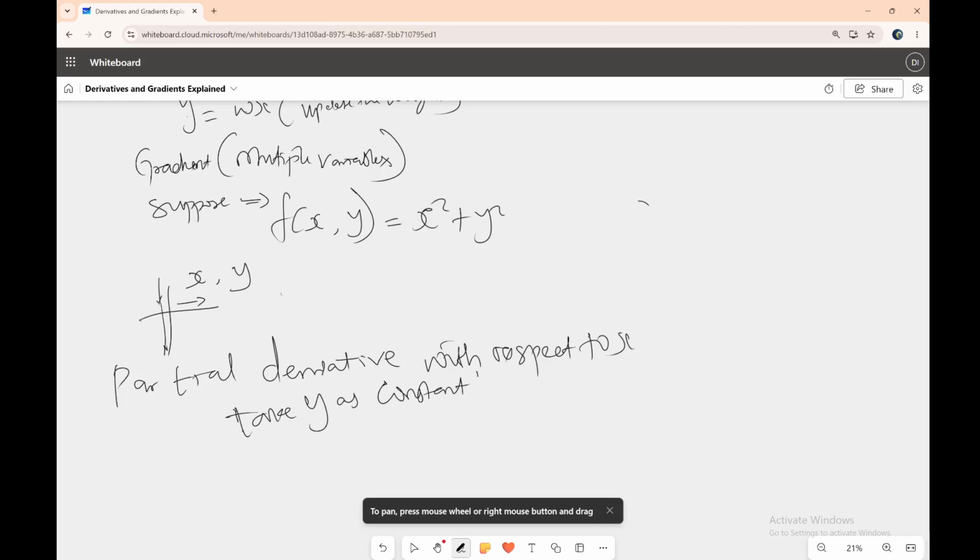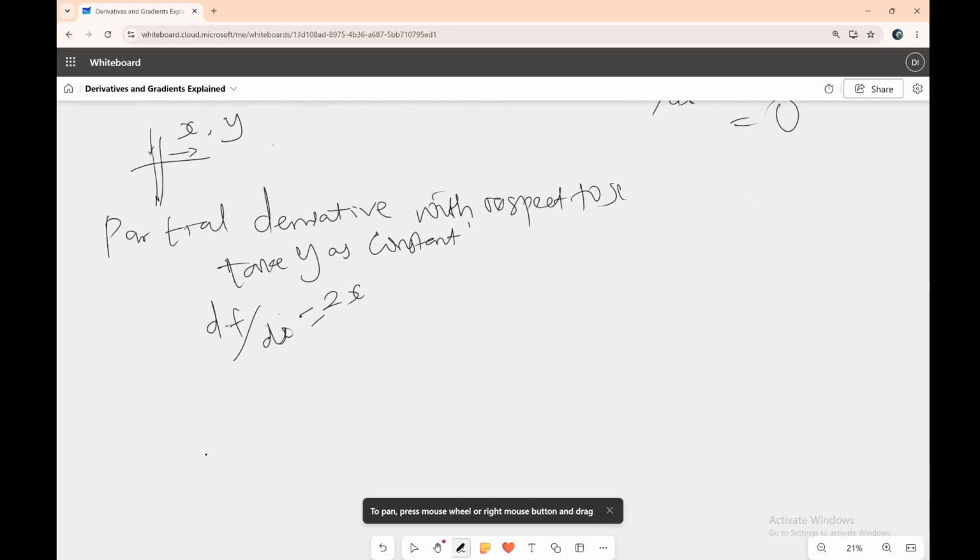Constant. Now, remember that anytime we're doing dy over dx, let's say for a number like 5, this is going to give you 0, right? Because you can't differentiate a constant. So in this case, we're going to keep y as a constant and then differentiate x. So let me say df over dx, because we're differentiating with respect to x, is now 2x.